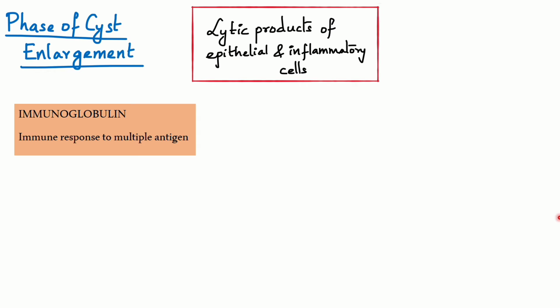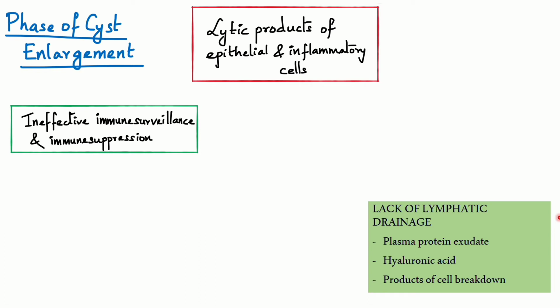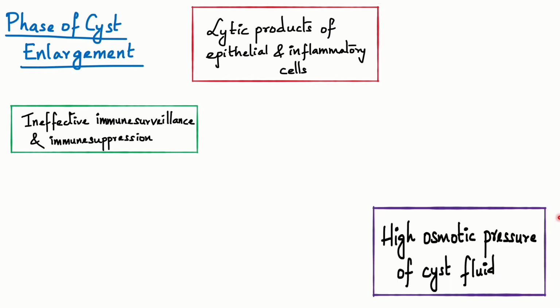Next, these bacterial endotoxins are actually multiple antigenic targets. So in response to this, plasma cells will release immunoglobulins. So they're saying that Toller actually said that this cyst may form in response to an ineffective immune surveillance and immune suppression. Next one is lack of lymphatic drainage. Studies have shown that there is no drainage of the fluid that is seen in the center of the cyst. So the plasma protein exudate, the hyaluronic acid and the products of cell breakdown, all these things contribute to the high osmotic pressure within the cyst fluid.